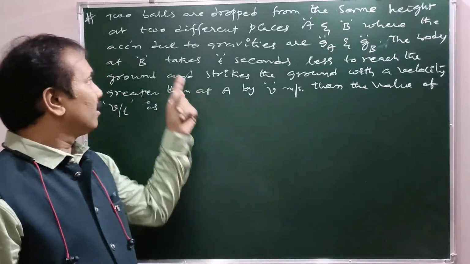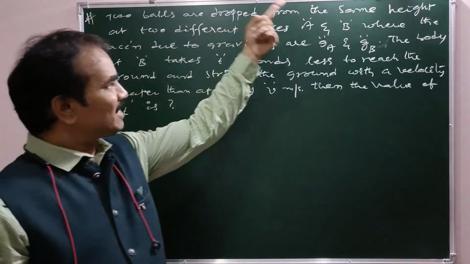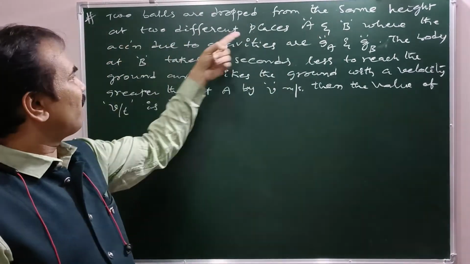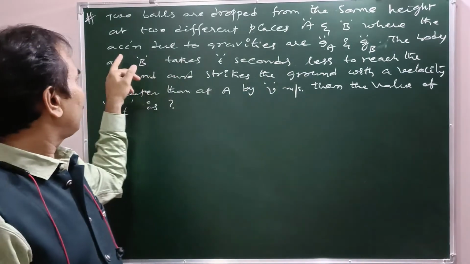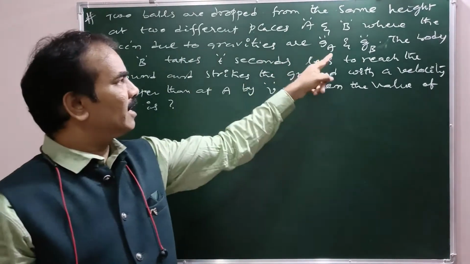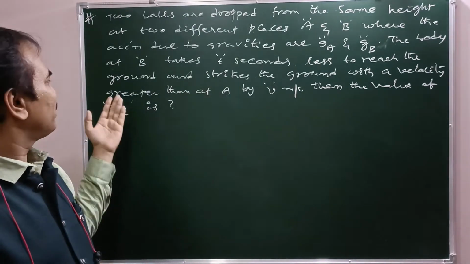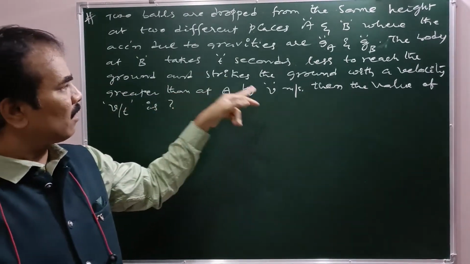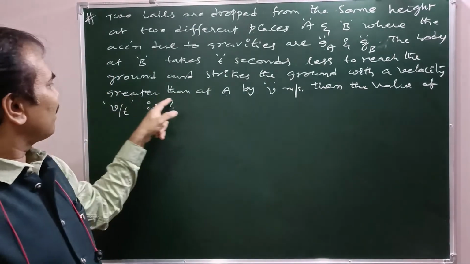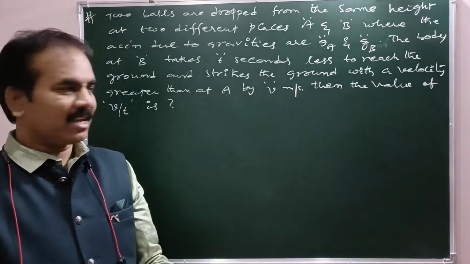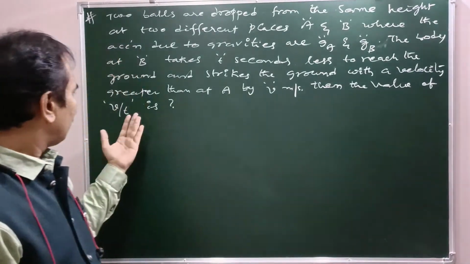Next sum here. Two balls are dropped from the same height at two different places A and B, where the accelerations due to gravity are Ga and Gb. The body at B takes t seconds less to reach the ground and strikes the ground with a velocity greater than at A by V meter per second. Then the value of V by T is?